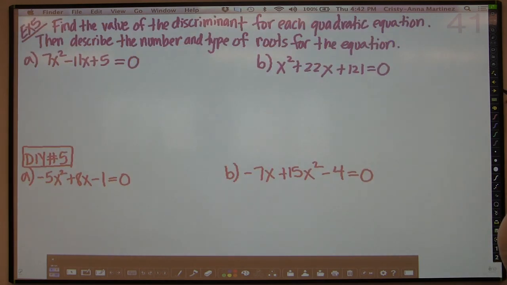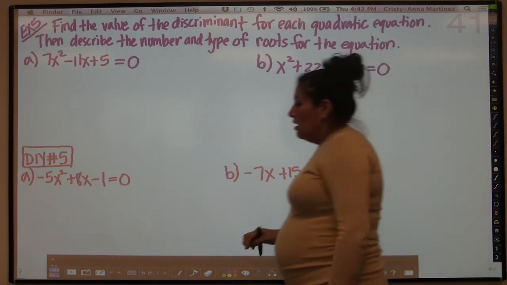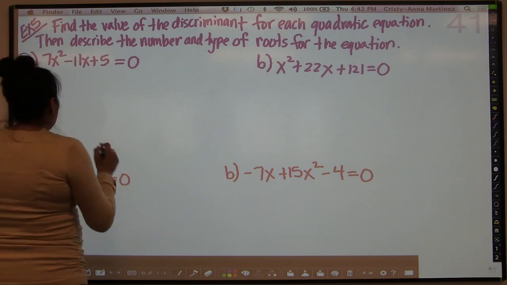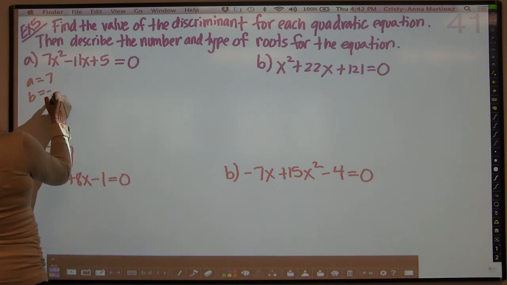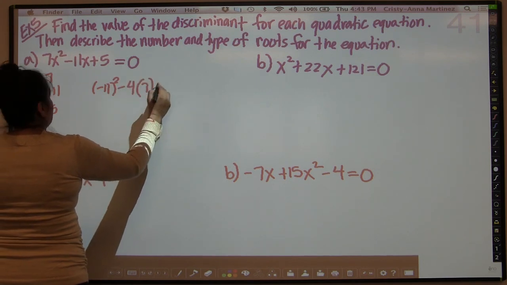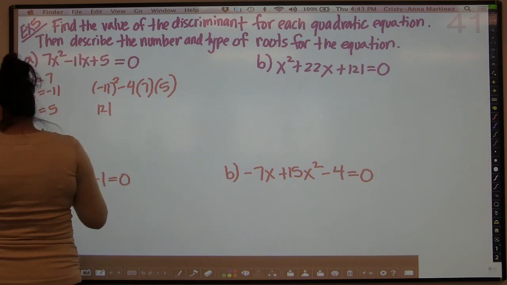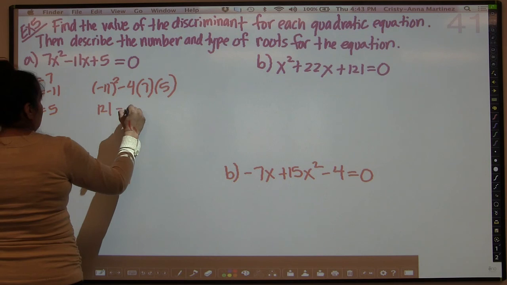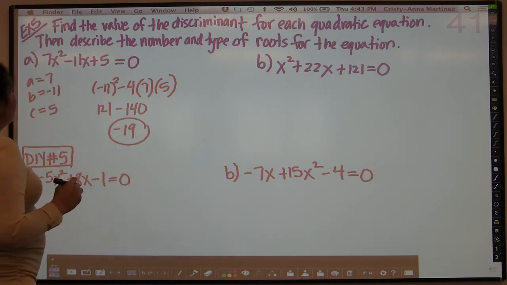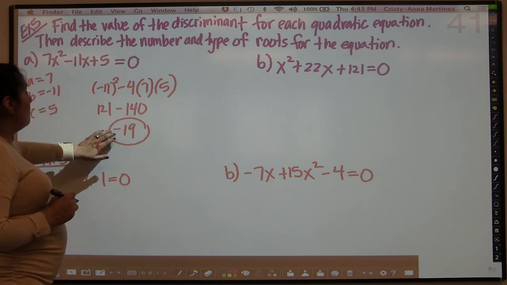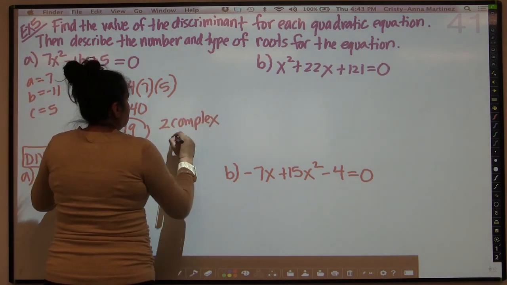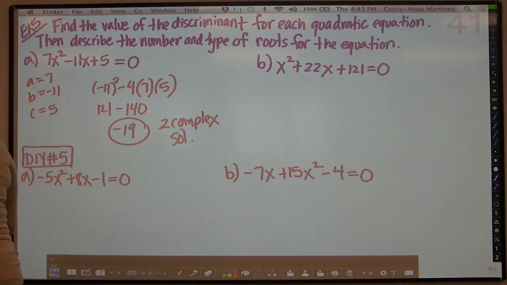So now we want you to apply the discriminant. I think this is our last example. We want to apply the discriminant here. And it says to find the value of the discriminant, first and foremost, so we're going to do that first. A equals 7, B equals negative 11, and C equals 5. So the discriminant is just the B squared minus 4AC part. So 11 squared is 121, 4 times 7 times 5 is 140. So 121 minus 140 is negative 19. Because the discriminant is negative 19, they want us to then describe the number and type of roots. So the number is going to be 2, and because this is negative, they're going to be 2 complex solutions. All right? For part A, 2 complex solutions.